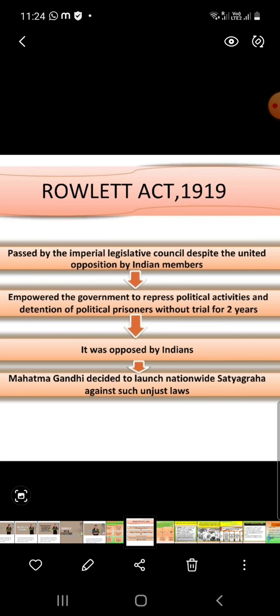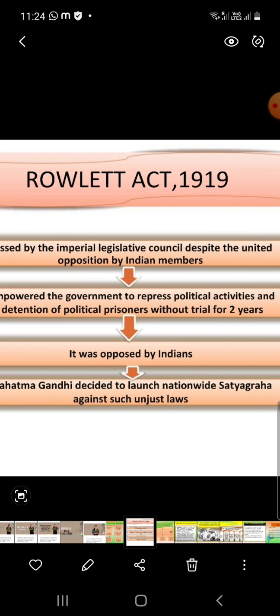According to this law, the government was empowered to repress political activity and to detain political prisoners without trial for 2 years. According to this act, the British government could arrest any person on the basis of suspicion, and the imprisoned person was not allowed to appeal, present a case, or have a lawyer. The prisoner was kept in jail without trial for 2 years. It was not a good act, so it was opposed by Indians.